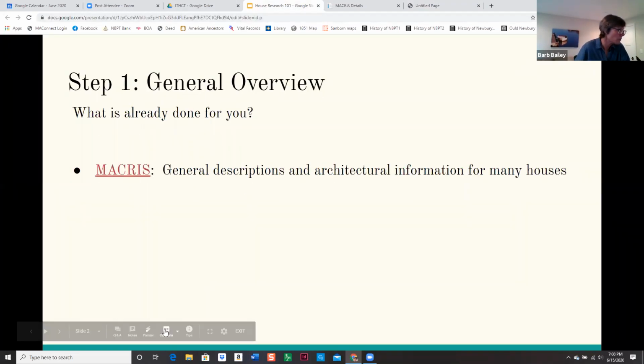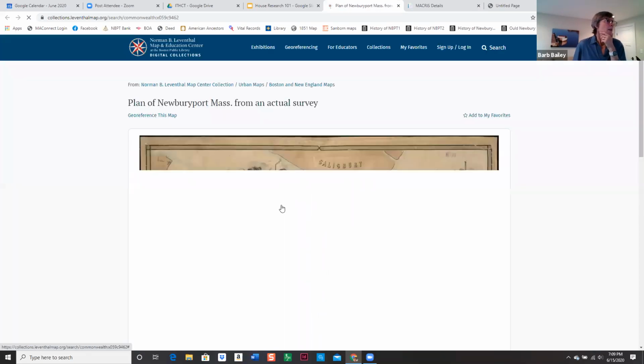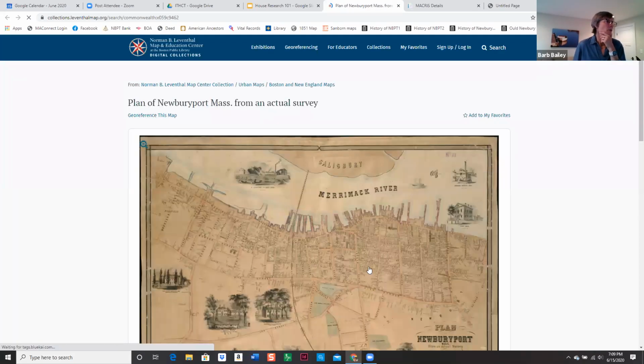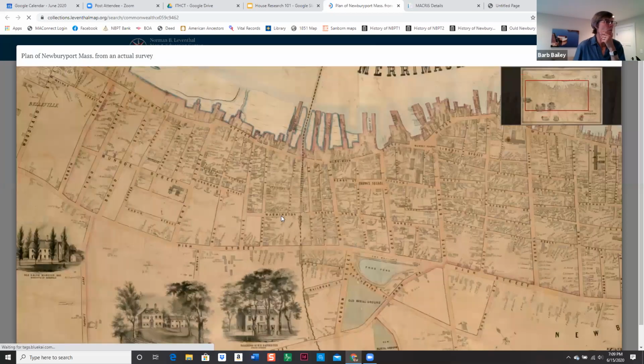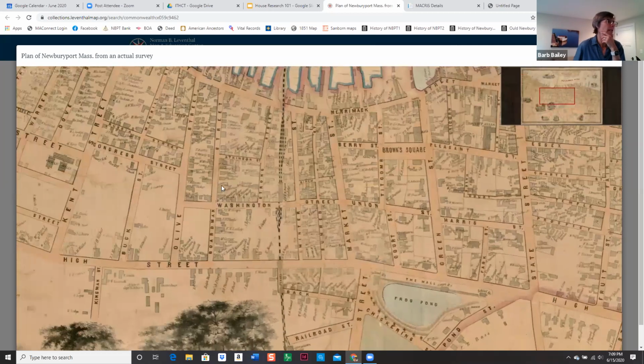And I'm going to turn on a pointer here just so you can see my cursor a little bit better. The second source that I like to go to right away is the map of 1851. And I'm thinking many of you have already seen this. This is the old survey. And if you click on it, you can zoom in on your part of town. And I do find this map really helpful.